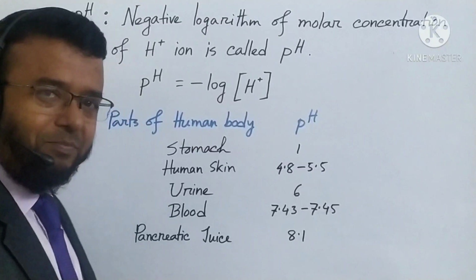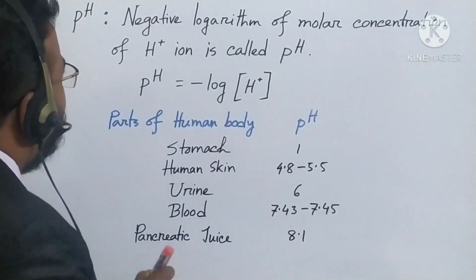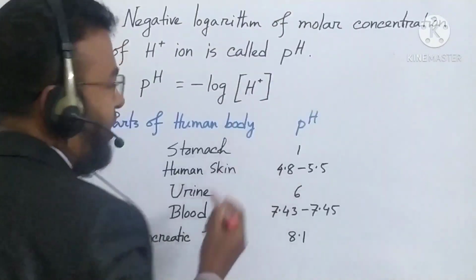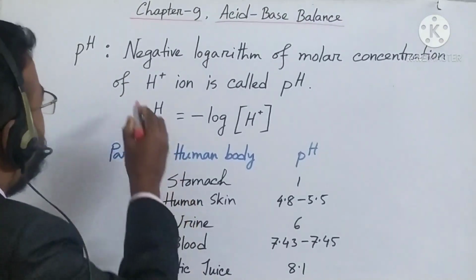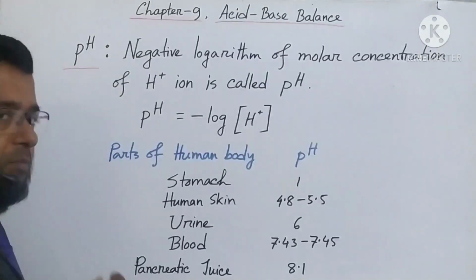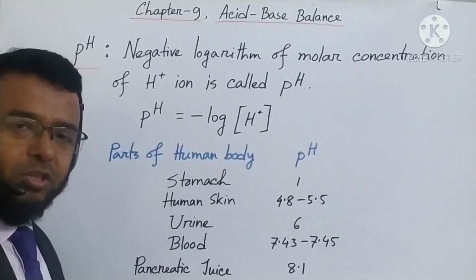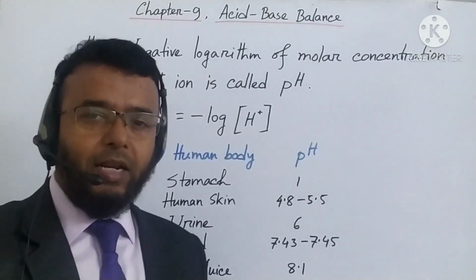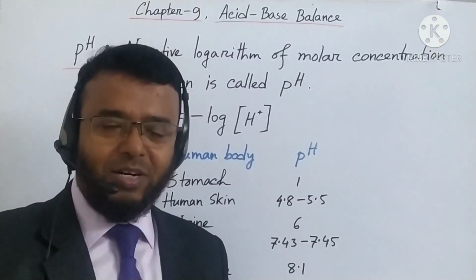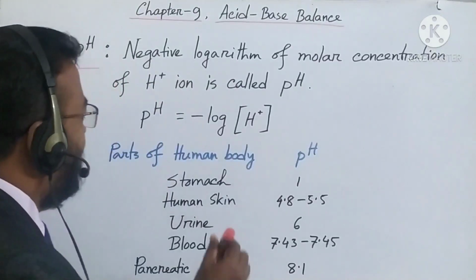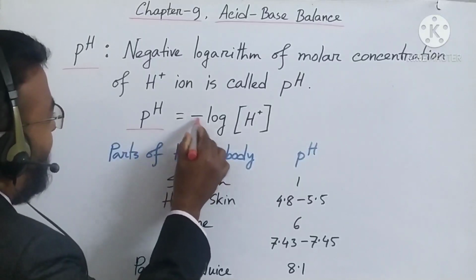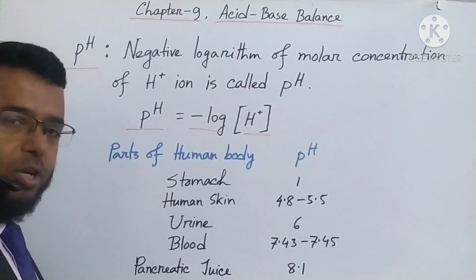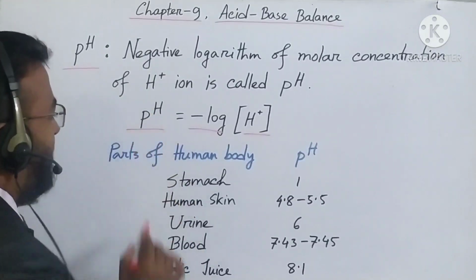Okay, students, today our chapter is 9, acid base balance of chemistry. So the first question I have written: what is pH? It is the negative logarithm of the molar concentration of hydrogen ion. Again, the negative logarithm of the molar concentration of hydrogen ion is called pH.